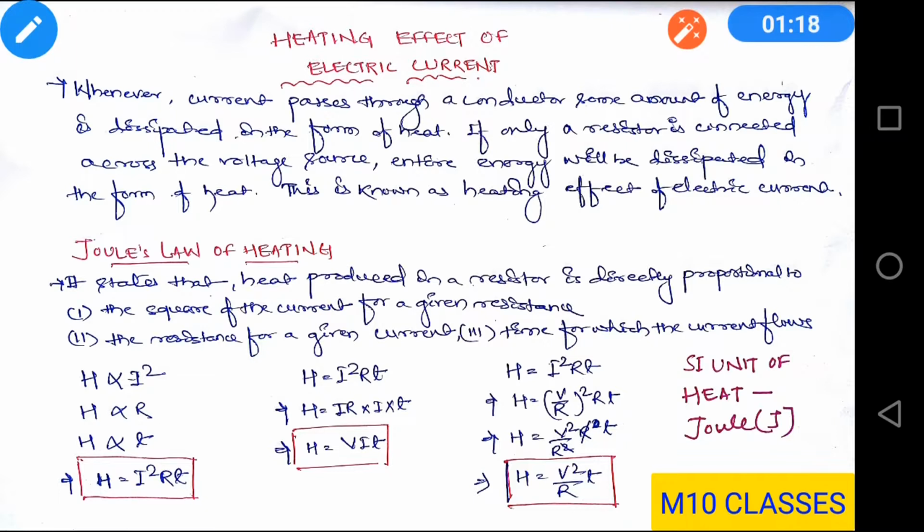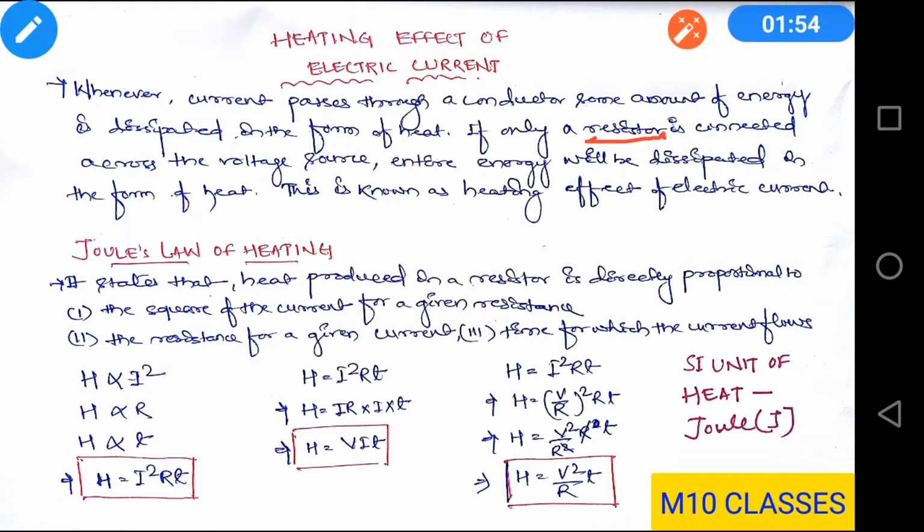Whenever current passes through a conductor, some amount of energy is dissipated in the form of heat. Some amount of energy is lost in the form of heat, and that is known as the heating effect of electric current. Now consider if you use only a resistor with a battery, which is the power supply, the current will pass through the resistor only and the entire amount of energy will be dissipated in the form of heat, and this is known as the heating effect of electric current.